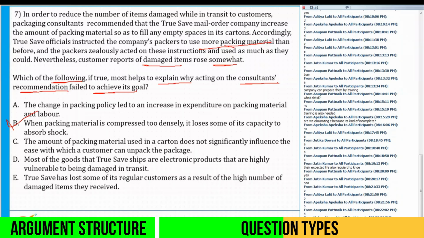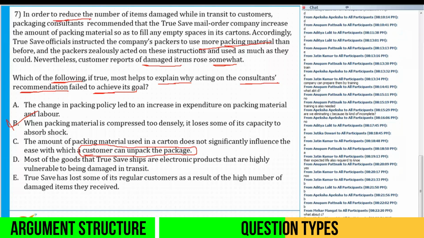What about C, Meher? Number C. The amount of packing material used in a carton does not significantly influence the ease with which a customer can unpack the package. So please understand that whatever damage is happening is not in transit. In number C, whatever damage is happening is when the customer is unpacking the package. Our intention here was to reduce the number of items damaged while in transit. What happens to the package when it reaches the customer, how he handles it, how he unpacks it, that is beyond the purview of this company. And that is why number C is not right.